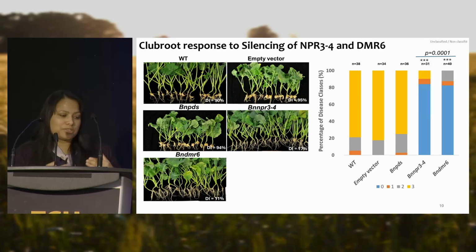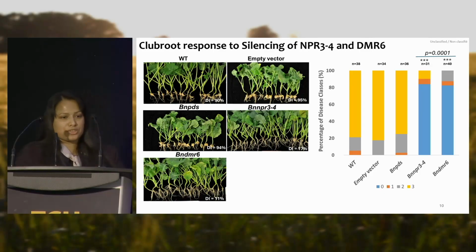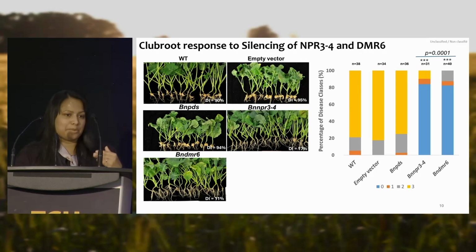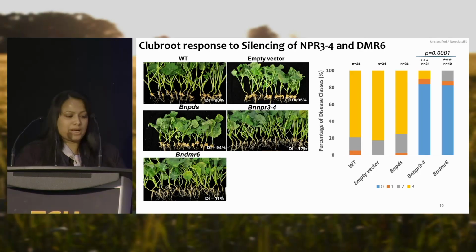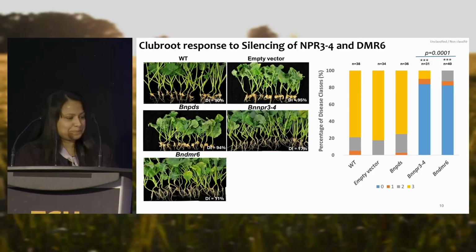And when we started this work, there was no information about DMR6, but recently one group has published that silencing of DMR6 in Brassica oleracea can be effective against clubroot. So this finding supports our results, and still nothing was known in Brassica napus.